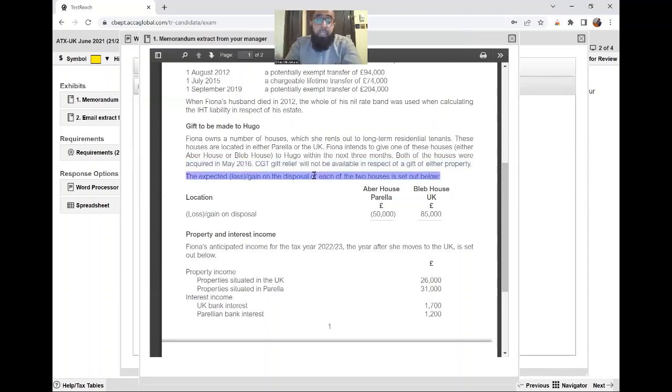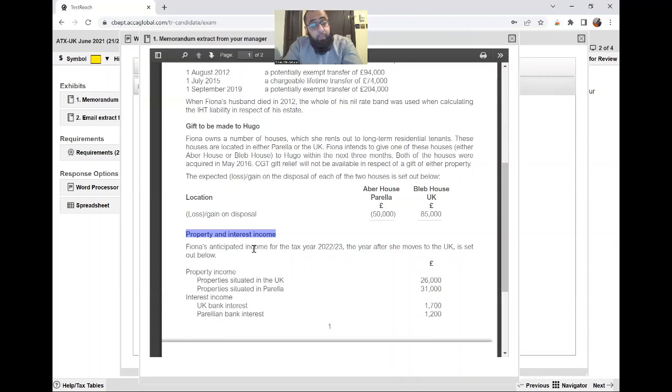So he has already given us the expected gain or loss. So let's see what he will ask. Aber House is located in Kerala. It will give a loss of 50,000. Blab House is located in the UK and it will give a gain of 85,000.